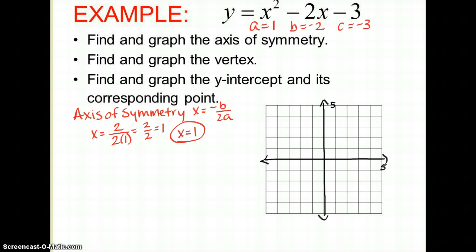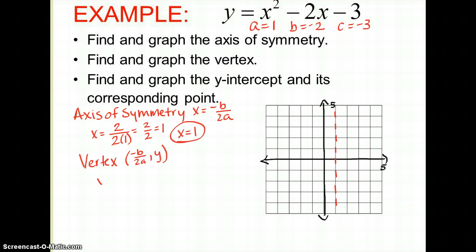Now, this isn't technically part of the graph, but it is something that's going to help me with this graph, so I'm going to draw that axis of symmetry as a dashed line down the middle, just to give me a guide for my graph. From there, it says we need to find the vertex. For the vertex, I use my axis of symmetry and then calculate my y value to go along with it.